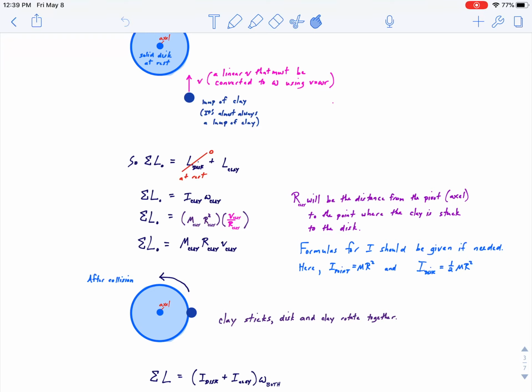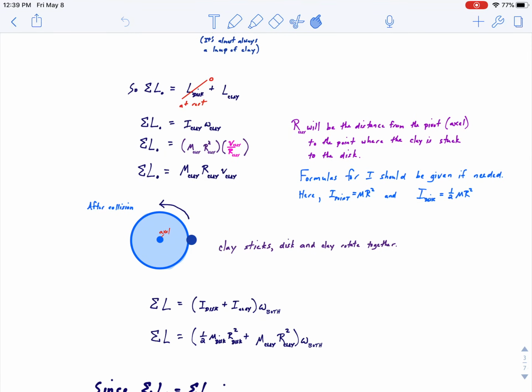After the collision, the clay sticks and the disk and the clay rotate together. So now we can look at the sum of the momentum after the collision. When we did linear momentum and we had inelastic collisions, we added the two masses together and multiplied by the speed that they both had as they moved together because they were stuck. Same idea here. Instead of adding masses, though, we're going to add rotational inertias. So we'll do I of the disk plus I of the clay multiplied by the angular speed that they both have because they are rotating together.